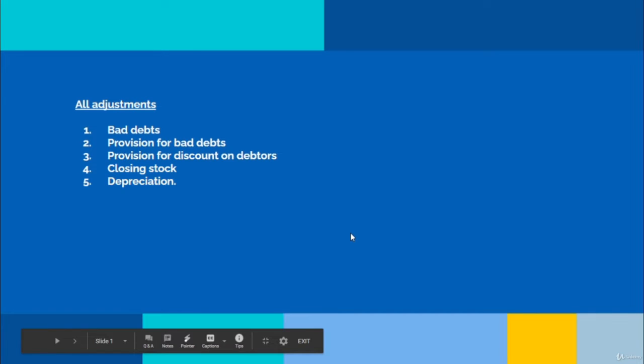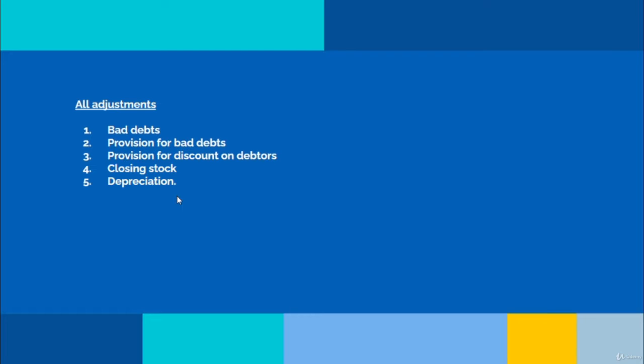This presentation is about the following adjustments and their treatment in the final accounts. We have already discussed all these adjustments in the previous presentations, but we are going to see the combined effect of all these adjustments in the final accounts. This will be similar to the problem which you'll get in exams.